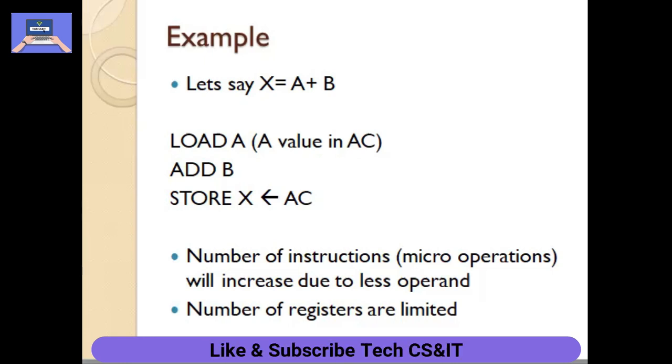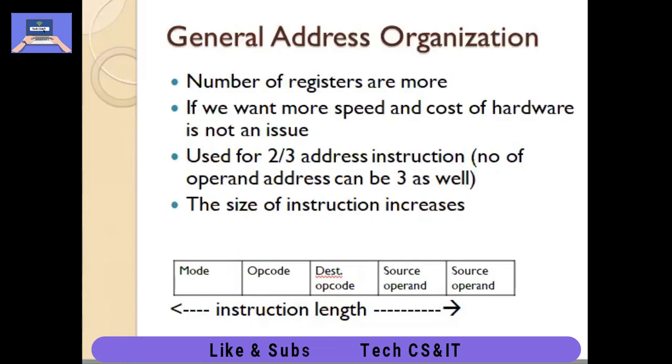Okay. Now, moving on to the next one, the general address organization. In the general address organization, the number of registers is larger, so there is more speed, and the cost of hardware is not an issue. In the single accumulator, we saw that if cost is an issue, because it is cost effective, you can go for the single accumulator. But if cost is not an issue, and you want more registers and you want your system to be faster, then you can use the general address organization.